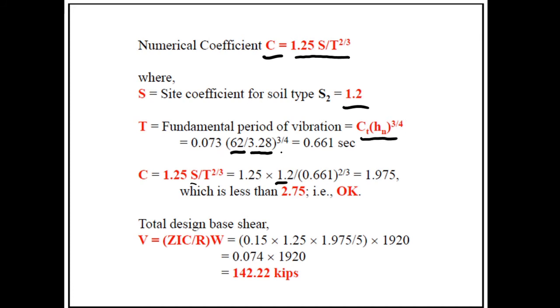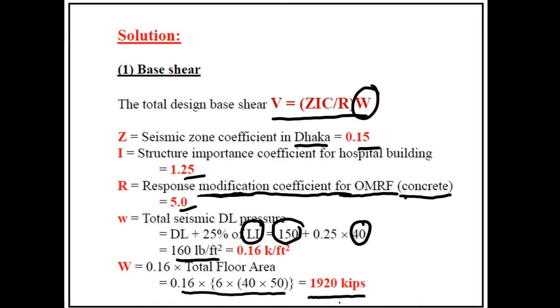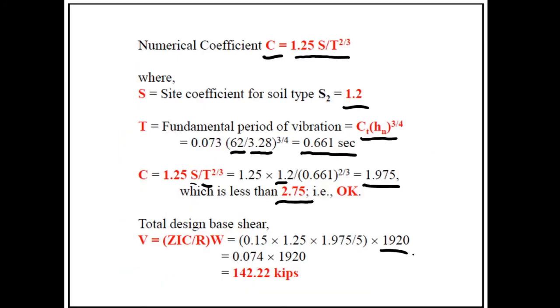So plugging all those values, we will get the value of T, and plugging the value of T and S over here, we will get the value of C as well. So we can see the value of C is less than 2.75, which is okay according to our condition. So V will be equal to Z into 1.25 into C divided by R into total load, which was calculated earlier, 1920 kips. So from here we will get the value of base shear.